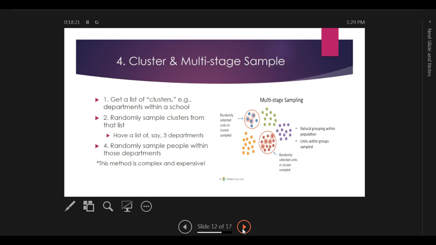You have all these clusters. You pick randomly from these clusters a couple or 3 clusters. So say, for example, I had 10 departments and I picked 3 departments, and from these clusters or departments I'm going to randomly select people. Okay, and the picture here shows these are the clusters, and you're going to randomly select from the clusters.